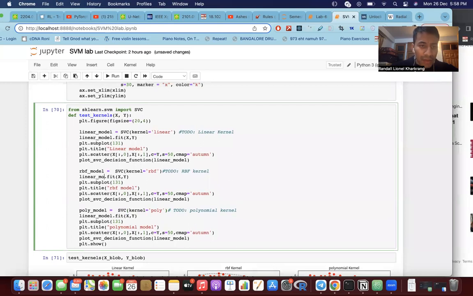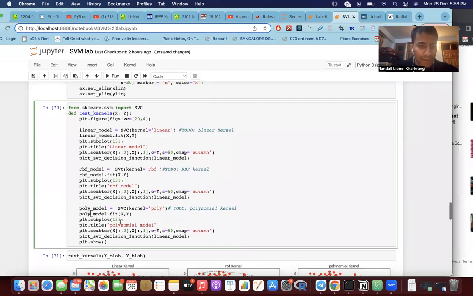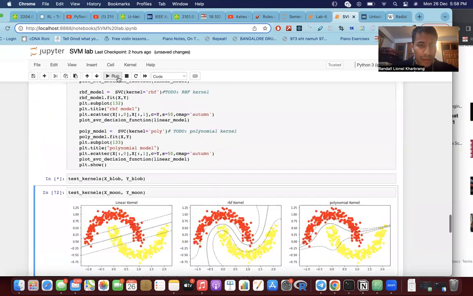Here should be the RBF model. It should be the poly model, right? This should be 133, 32, linear model, RBF model, and so on. It looks good. I think it looks fine.